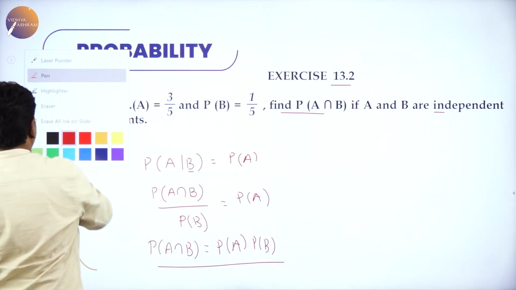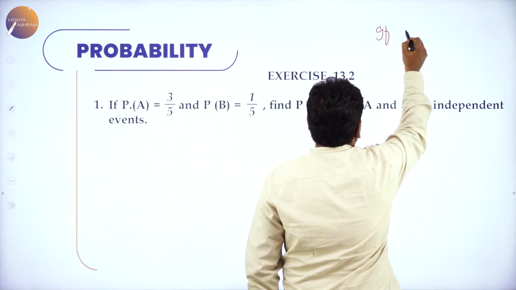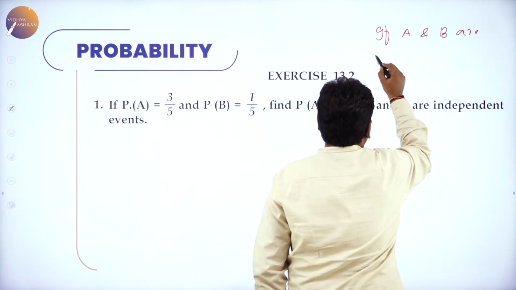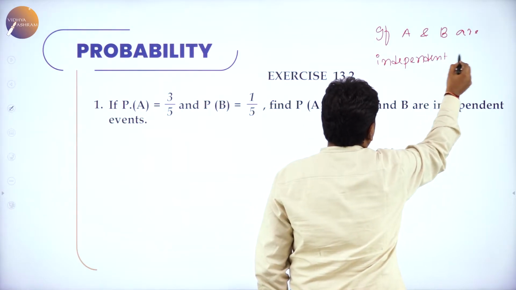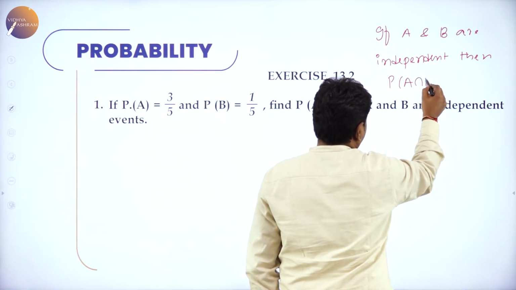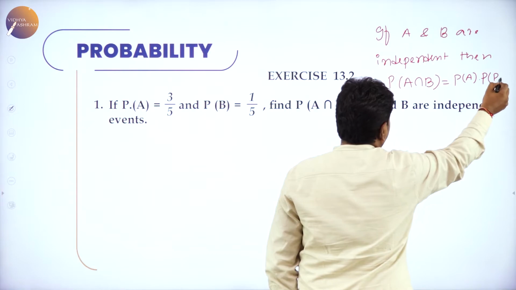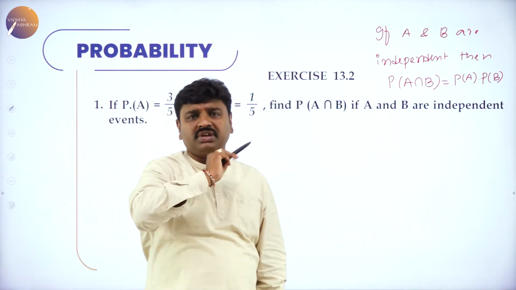So now just let me conclude. Remember, if A and B are independent, then what is the rule? The rule is simple. P of A intersection B should be equal to P of A into P of B. So when two events are independent, then P of A intersection B equal to what? P of A into P of B.